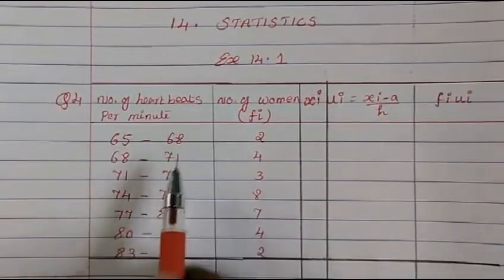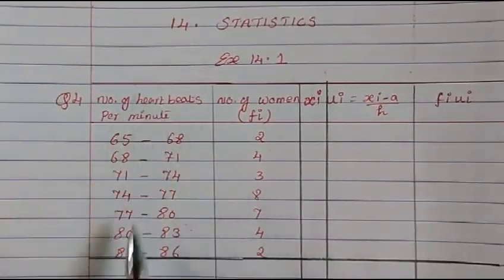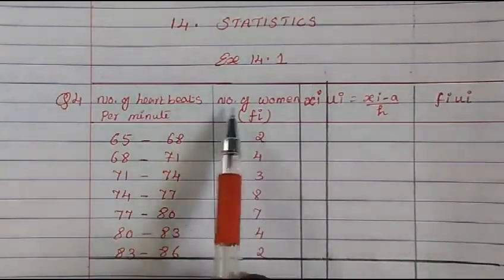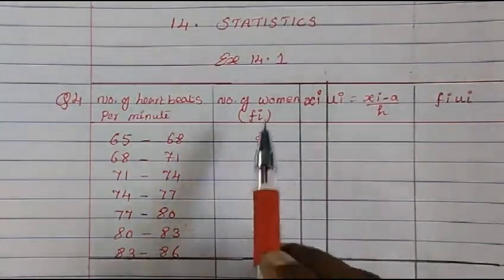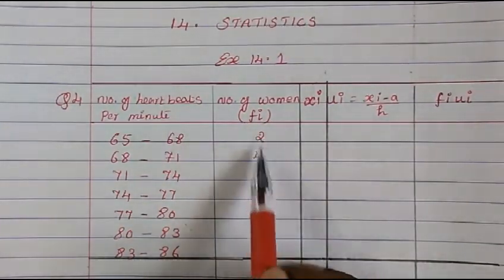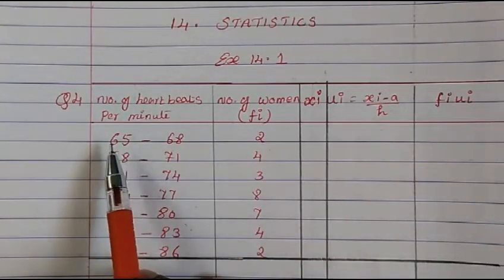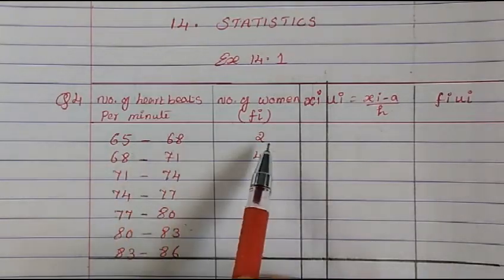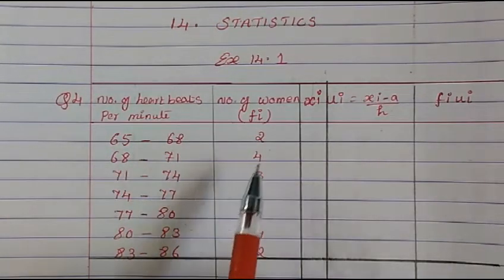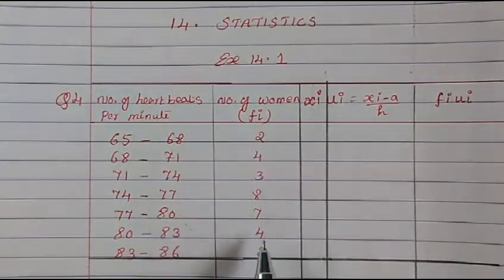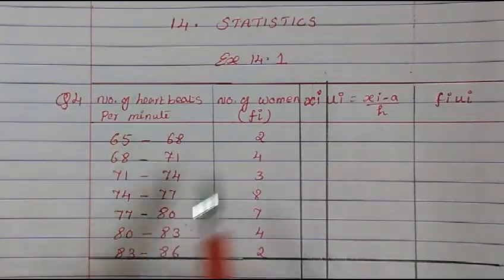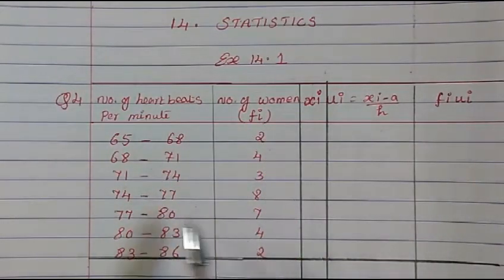So we can write it down like this. The question that is given to us, I have written down in two columns. The number of women becomes the frequency, because this changes, that's why it is the frequency. And this remains the same, between 65 to 68, this many women. So this is our frequency table. These two columns are given to us in the textbook.